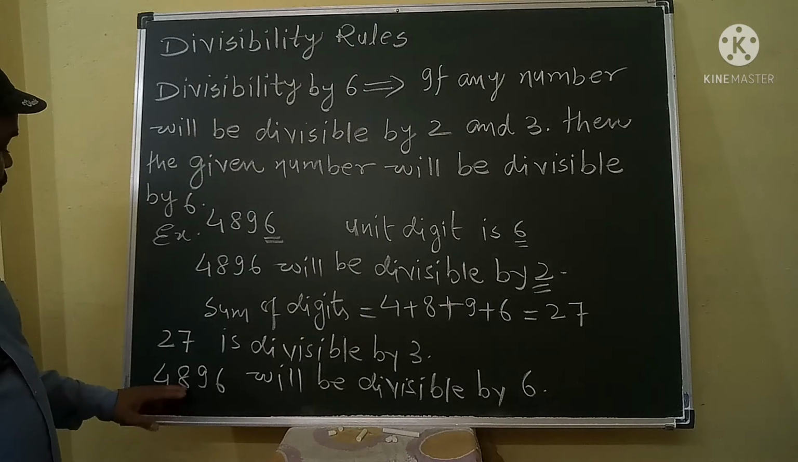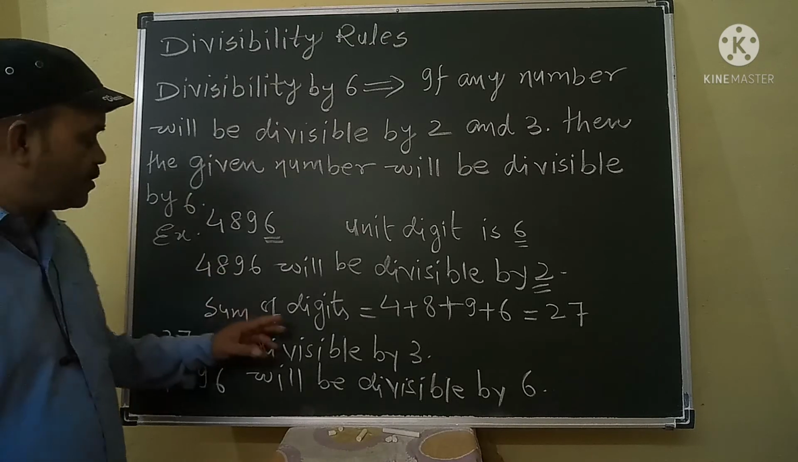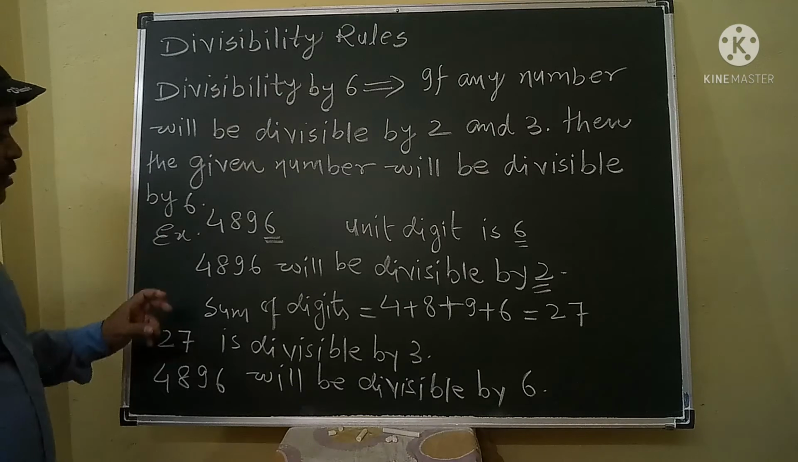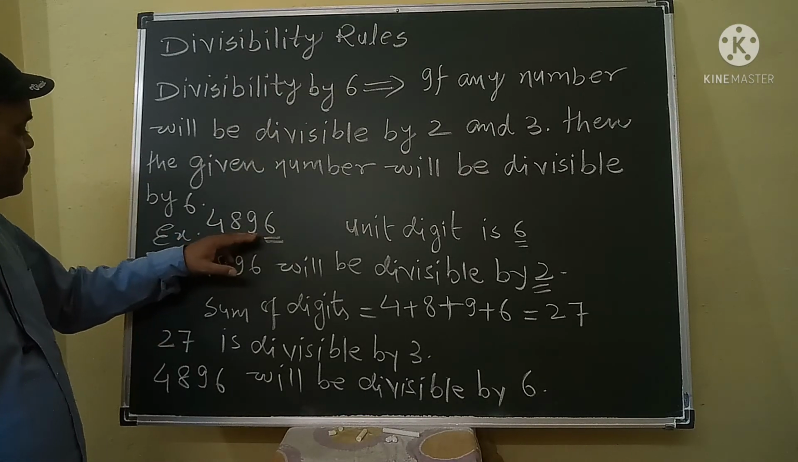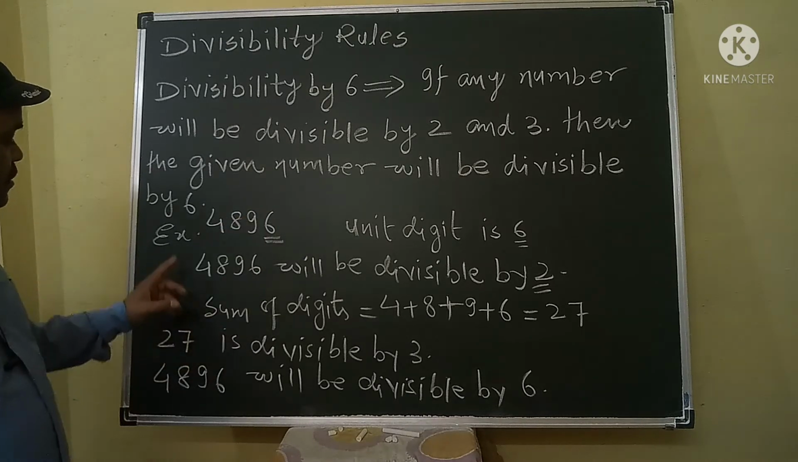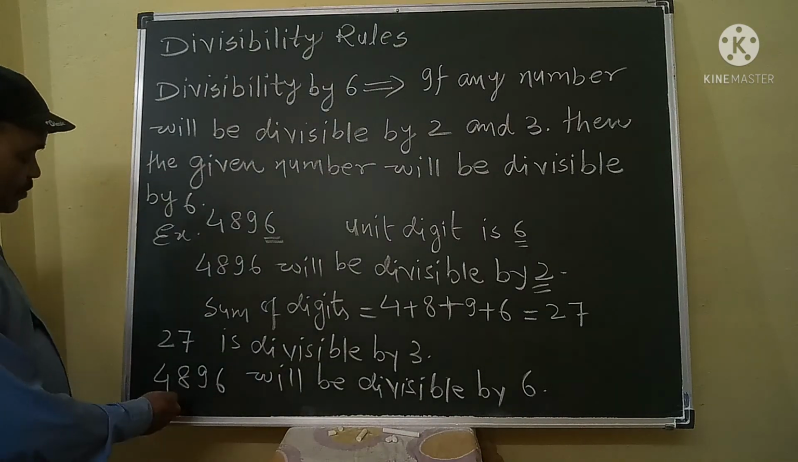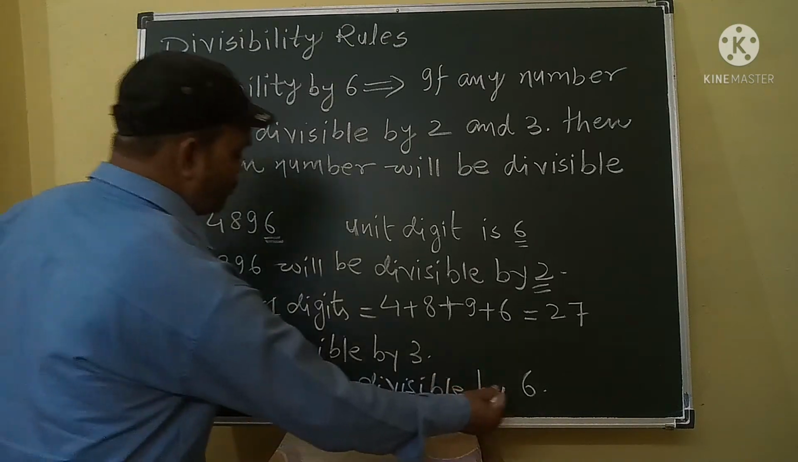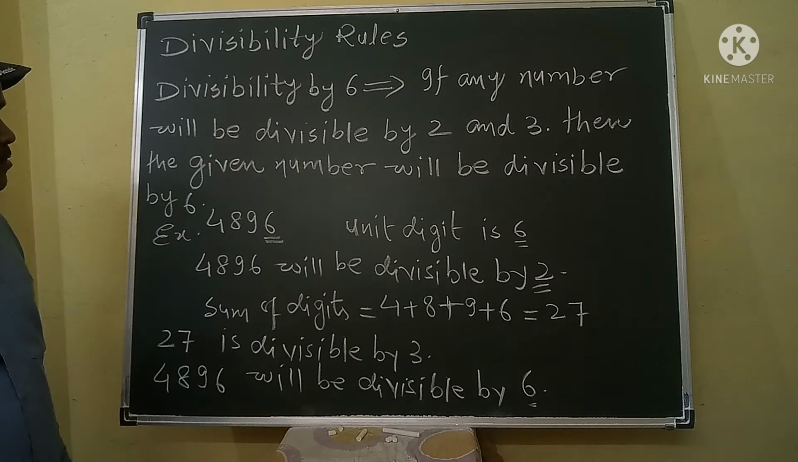That means 4896 will be divisible by 3. So according to the rule, what you are looking at, 4896 is divisible by 2 and 3. That means 4896 will be divisible by 6. Okay. My dear students, all these rules depend on your book.